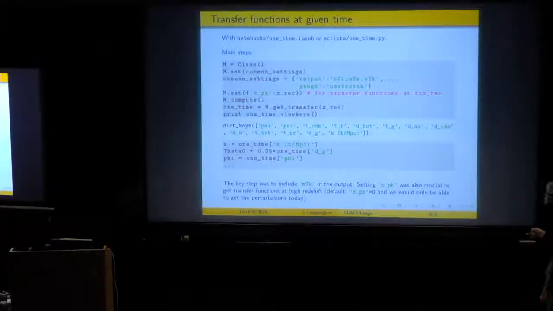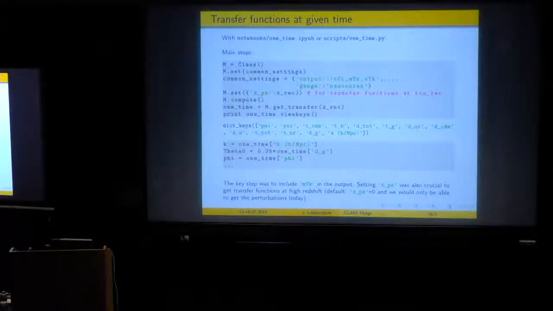Okay, so now I remember the syntax. I will put all the values of k in an array by calling one_time with the key for wave number. And for instance, if I call one_time of d_g, it will store all the values of delta gamma, the fluctuations of the photons. But what many authors call theta 0 is the monopole of the photon and is 1/4 of delta gamma, because delta gamma is 4 delta T over T. So I multiply by this factor to get theta 0. I extract the metric fluctuation phi, and I am ready to do the plot.